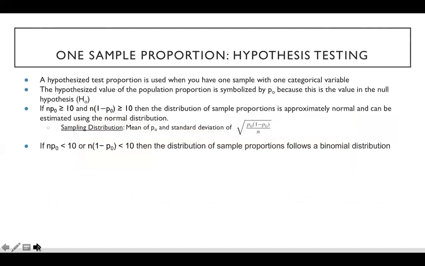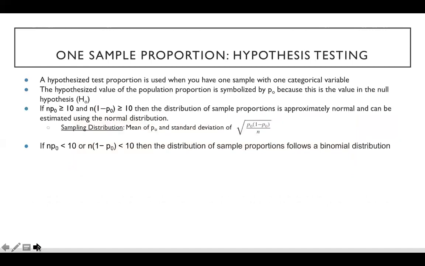So one sample proportion for hypothesis testing, we use one sample with one categorical variable. The hypothesized value of the population proportion here is symbolized by p sub 0 because this is the value in the null hypothesis.